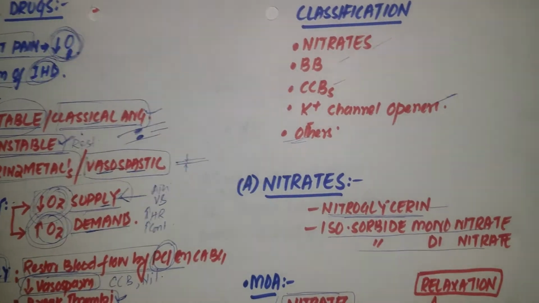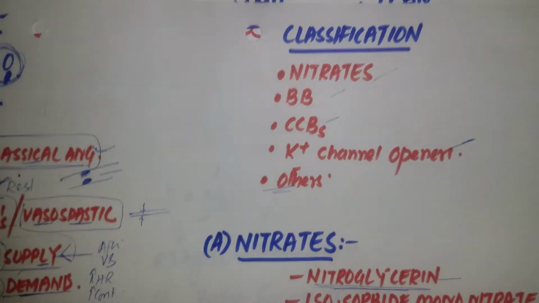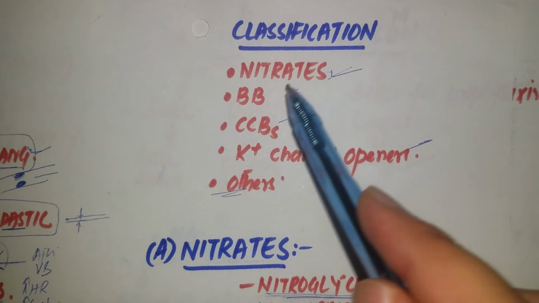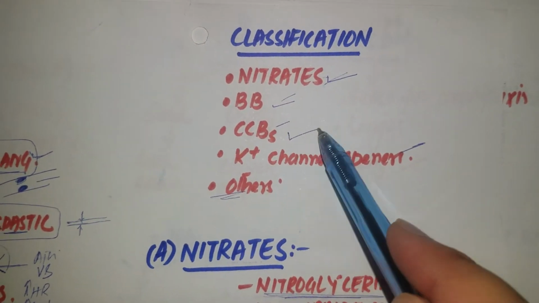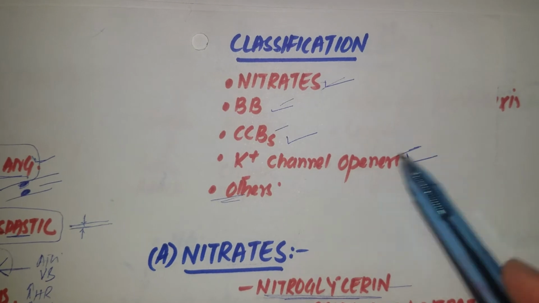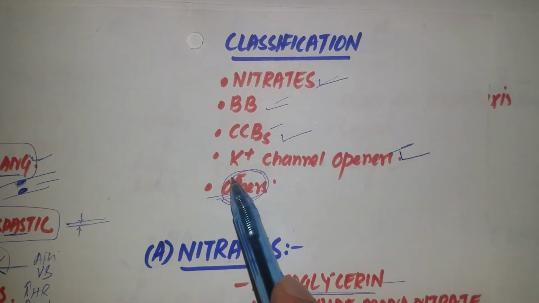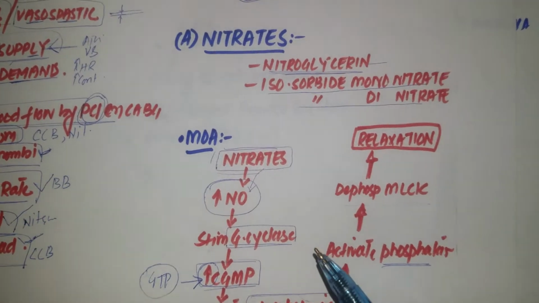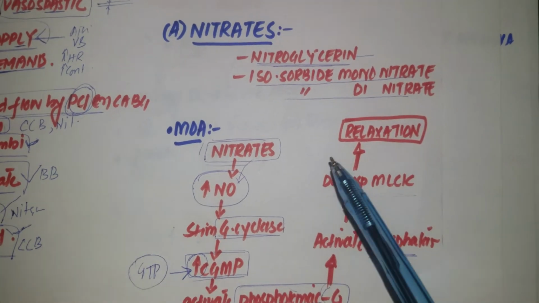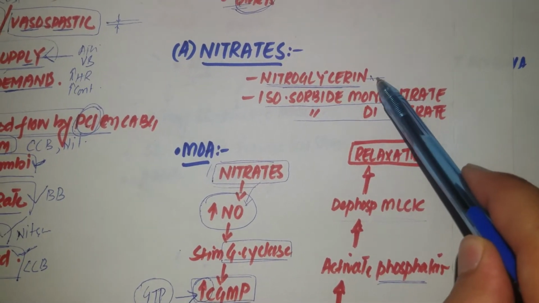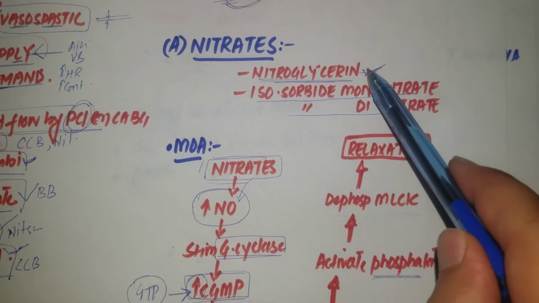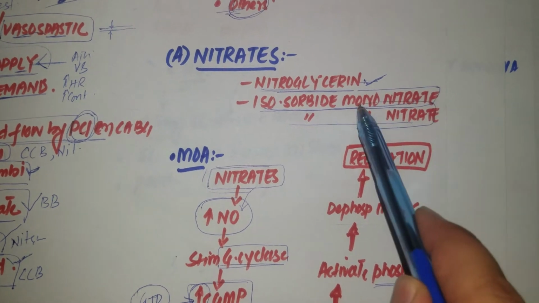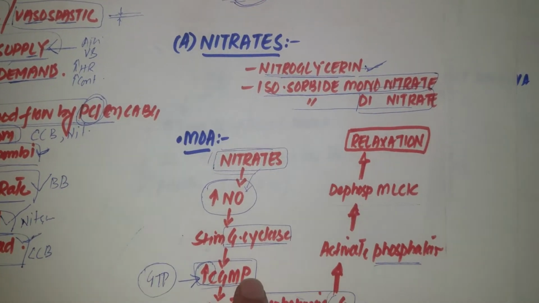Now coming towards the classification of the anti-anginal drugs, it can be classified into five types. The first one is nitrates, the second one is beta blockers, then calcium channel blockers, potassium channel openers, and others, which include statins and other antiplatelet drugs. So coming to the first one, the nitrates. There are many, but three are important. The first one is nitroglycerin, also known as glyceryl trinitrate. The second one is isosorbide mononitrate, and the third is isosorbide dinitrate. These three are used most frequently.